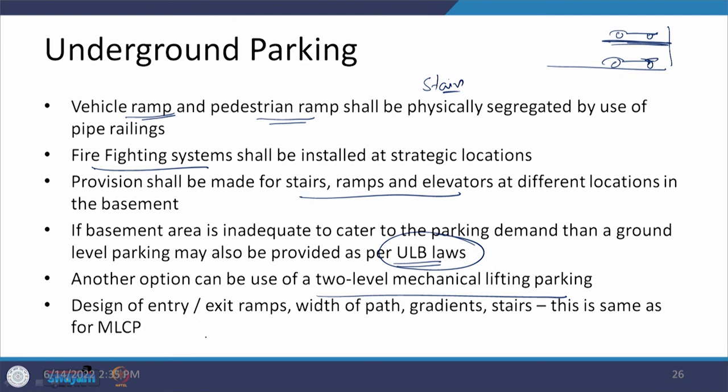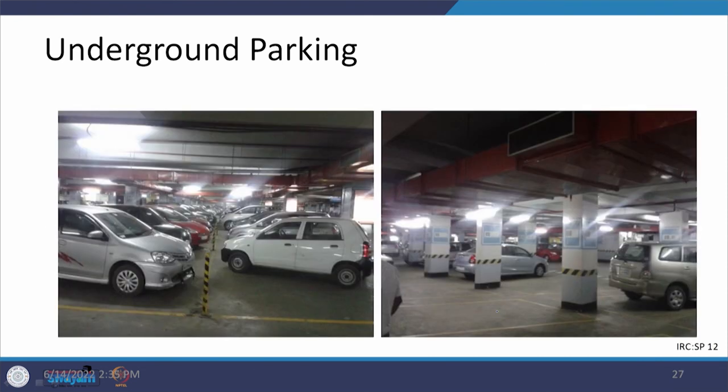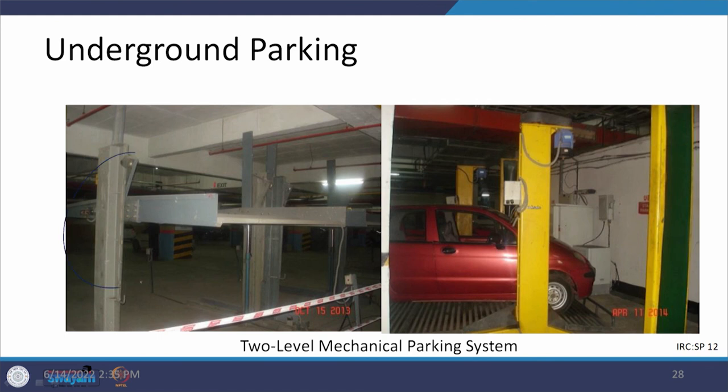We are going to talk about the various entry exit ramps, width of ramp, gradient, etc., because they are going to be similar in the case of MLCP, and that is what we will be taking up when we talk about MLCP. So, here you can see the amount of illumination being provided, the markings being done, the vehicles being parked, and a circulation space provided at the back of the vehicle so that they get into the area. There are mechanical systems where the vehicles can be at two levels. We are increasing the capacity of that area, so it is getting doubled, but then we require somebody to operate these things, so manual intervention will be required for these types of operations.